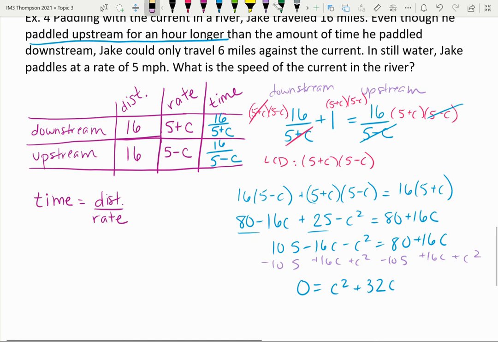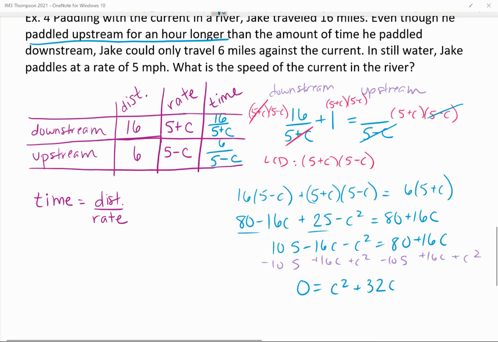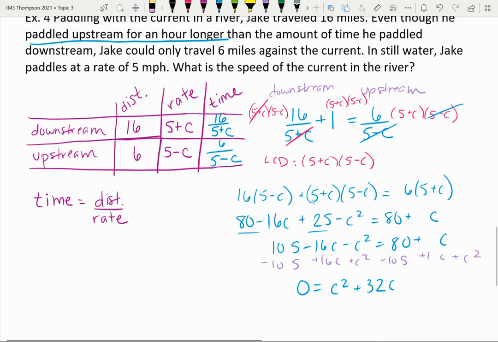Oh, I have an error on here. No wonder this isn't working. This is a 6, not a 16. Sorry, the problem says 6, and I wrote a 1 in front of it. Fix that.